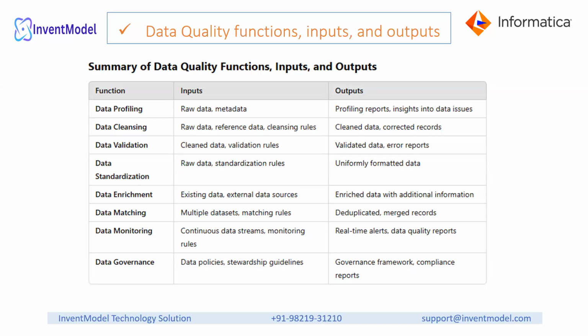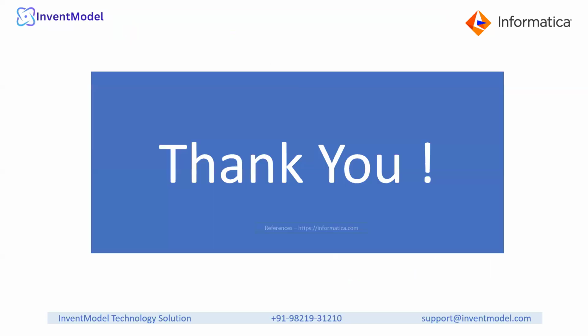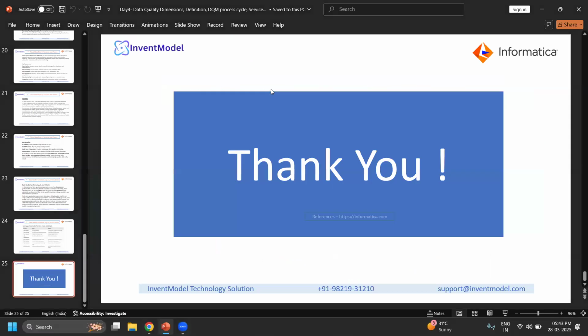Data monitoring: continuous data streams, monitoring rules, real-time alerts, data quality reports. Data governance, in input we would pass data policies, whatever policy we want to incorporate as part of data governance. And in output, we can get the governed proper framework and compiled reports, whatever data policy we have defined. So all this information we can get as part of the DQM process and data quality input and output functions.